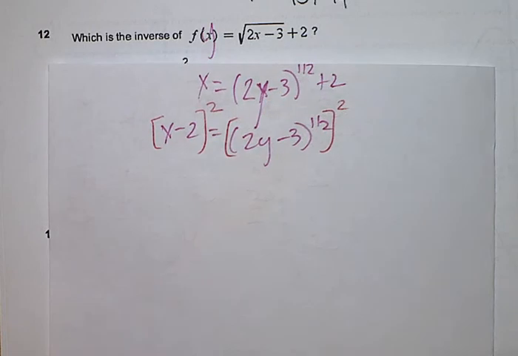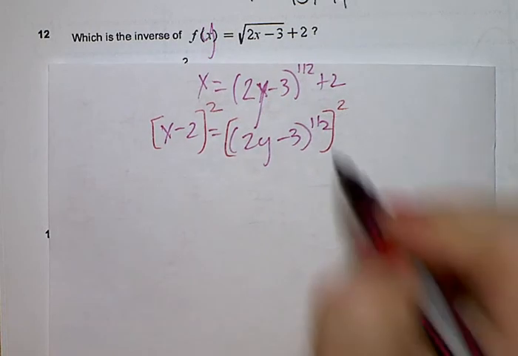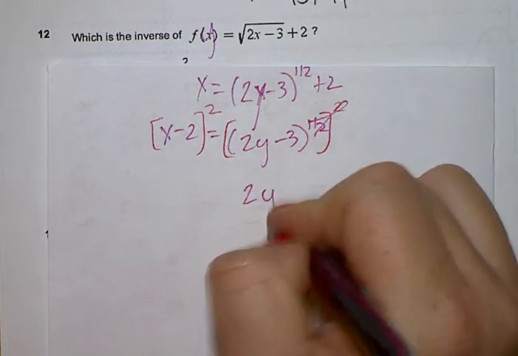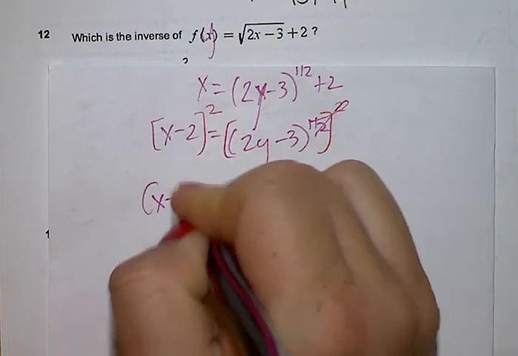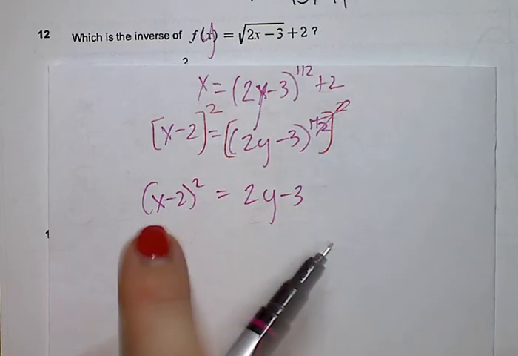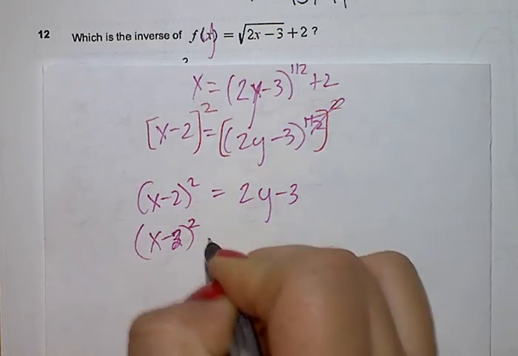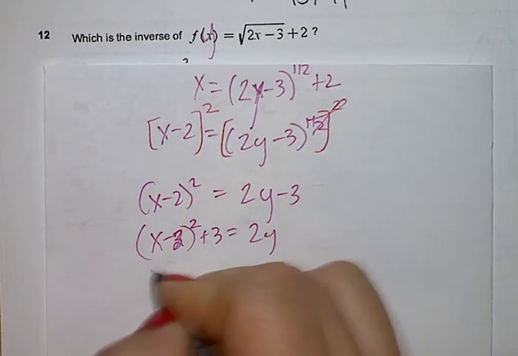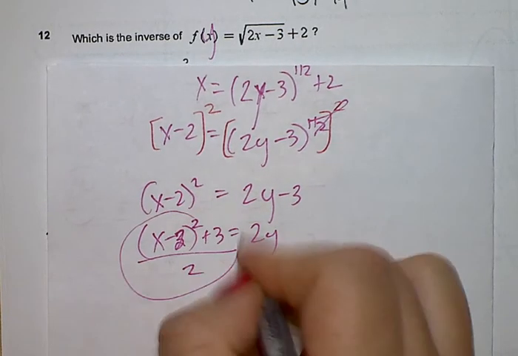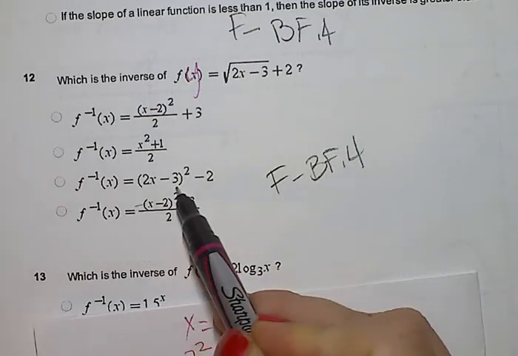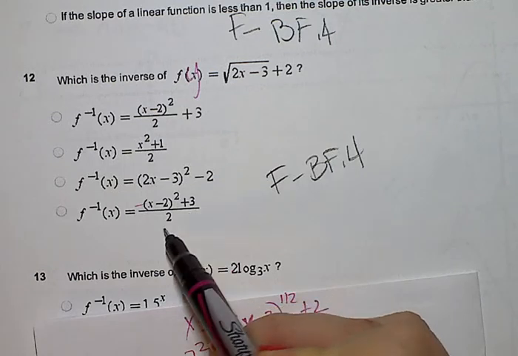When you do that, and we often say to cancel out, again, what do they really turn into? A 1. I'm going to add 3 to the opposite side. And last step will be to divide by 2. This option can be found in the last option, x minus 2 squared plus 3 divided by 2.